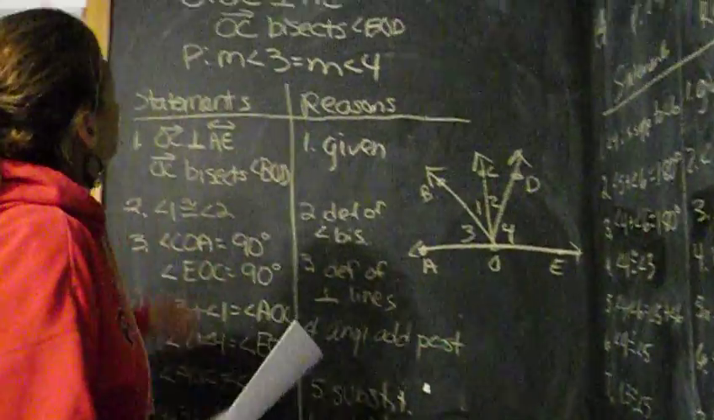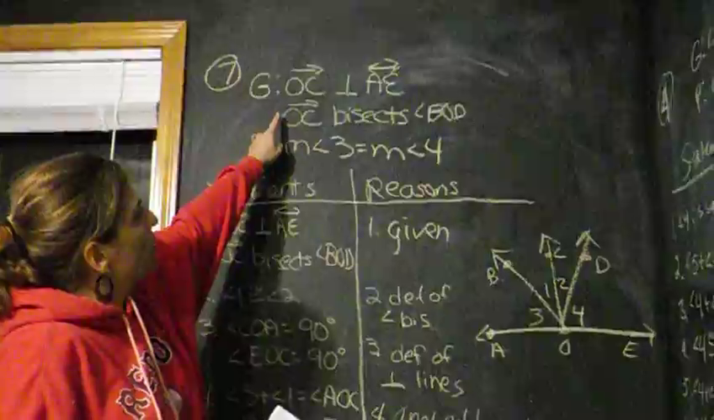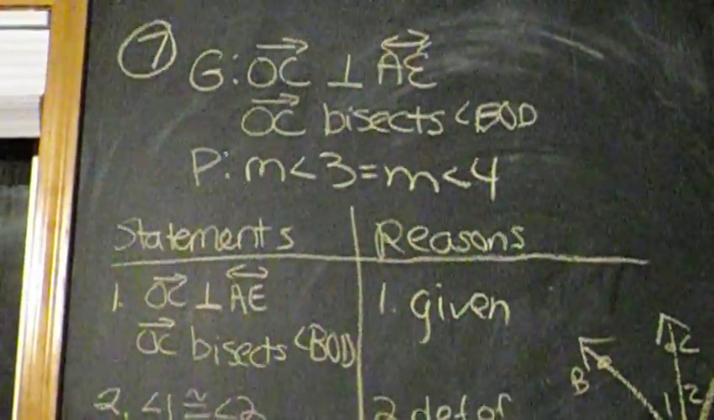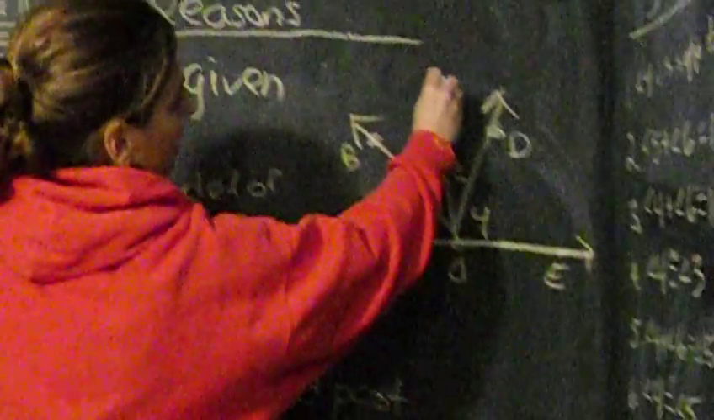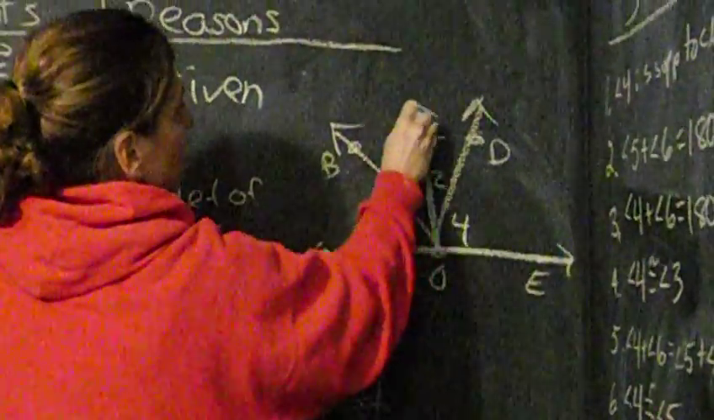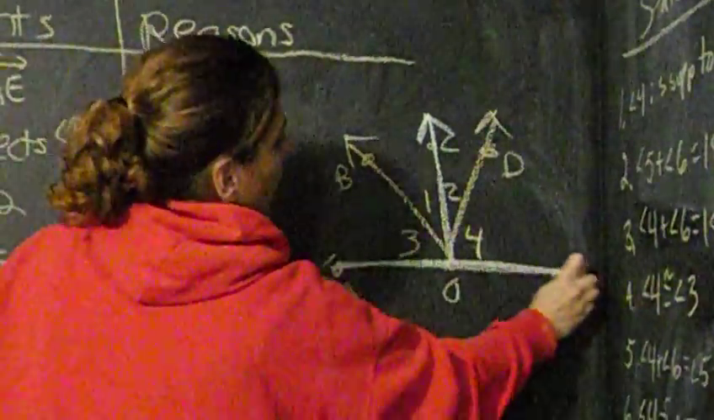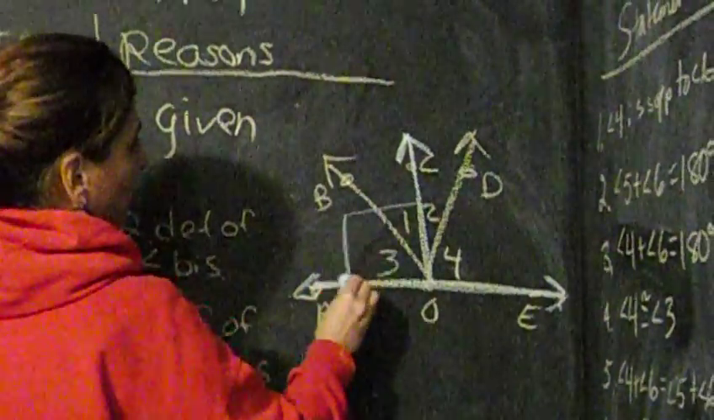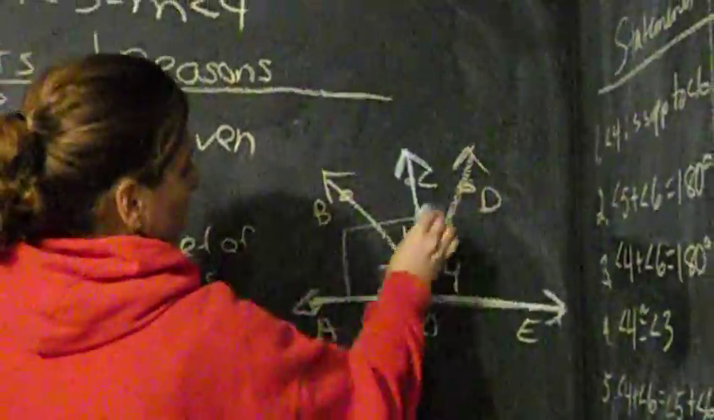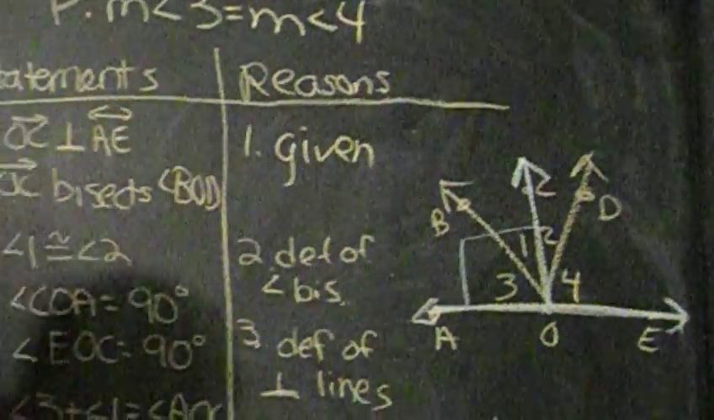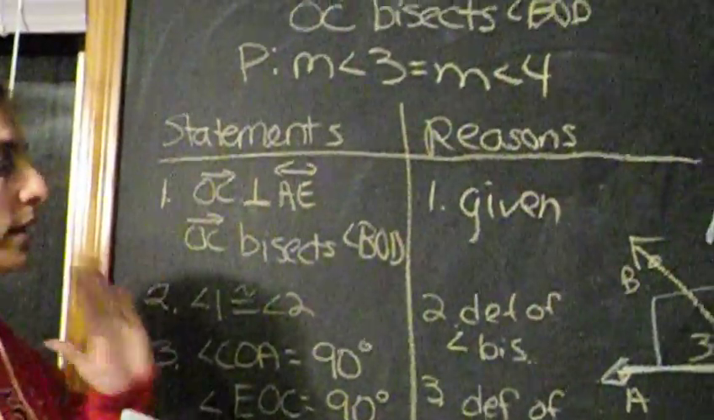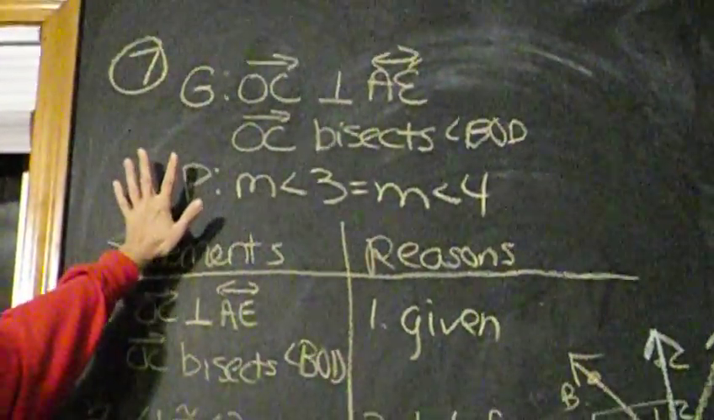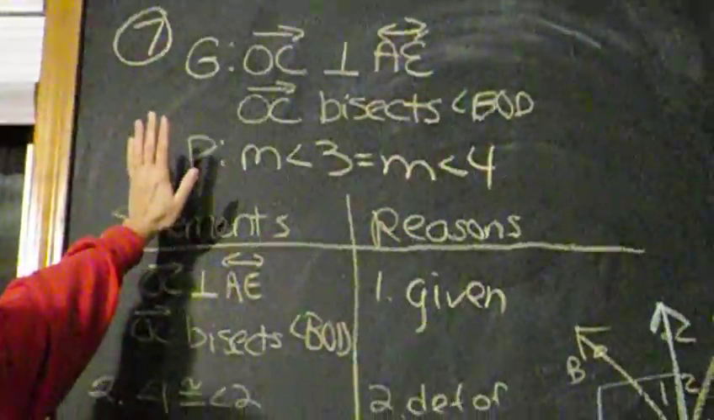But it says given OC is perpendicular to AE. OC is right here, and it's perpendicular to AE. Automatically, that means I can draw a right angle sign. I'm drawing it big because there's 2 angles in there, okay? So automatically that tells me something. Every single one of these given statements tells you something, so you have to figure out what it's telling you.